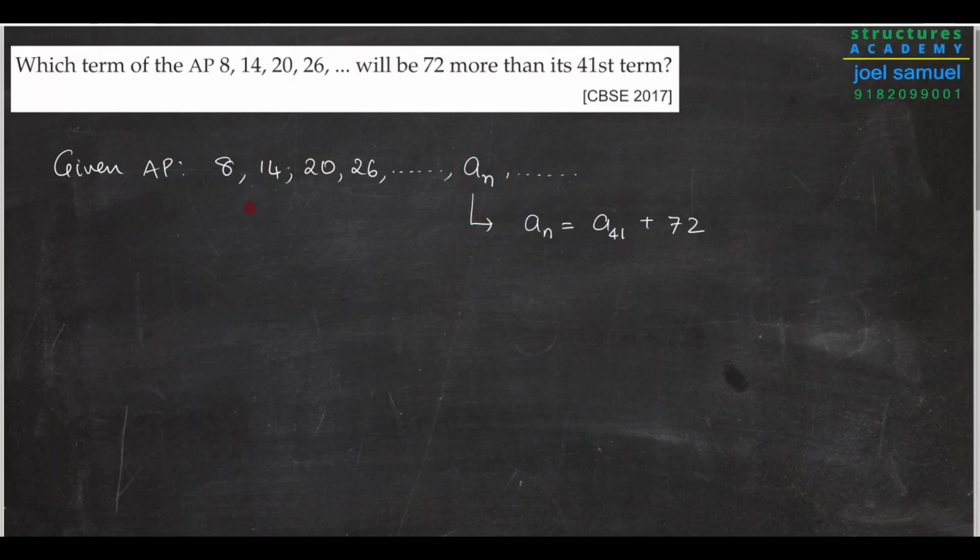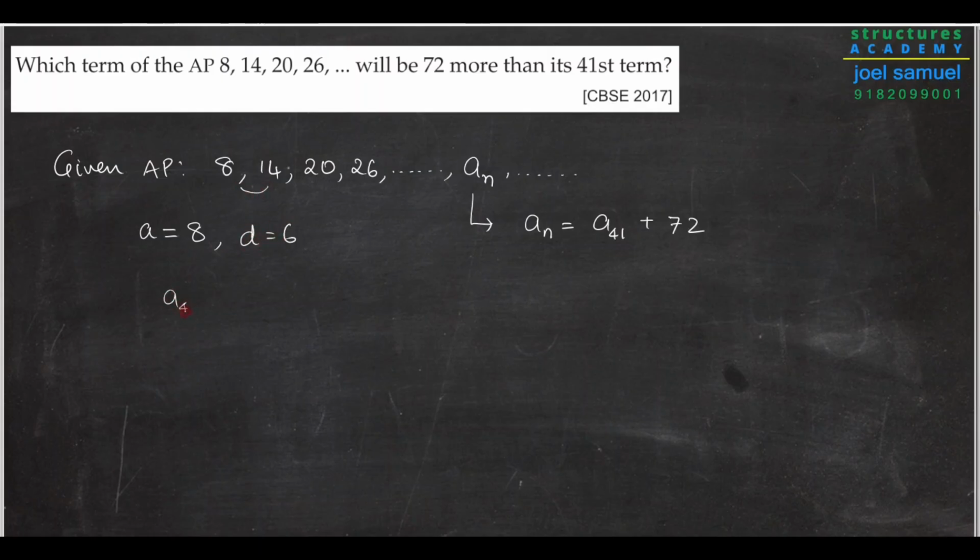The way we find it out is first find the first term of the AP and the common difference, then the 41st term, add 72 to that, and once we get the numerical value of a sub n, we'll find the value of n. Looking at the arithmetic progression, it is clear that the first term is 8 and the common difference is 14 minus 8, that is 6.